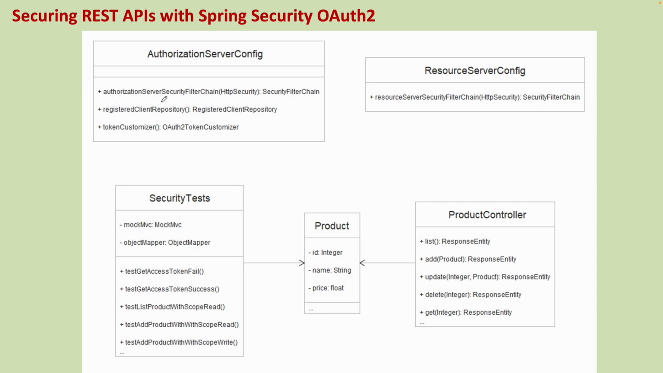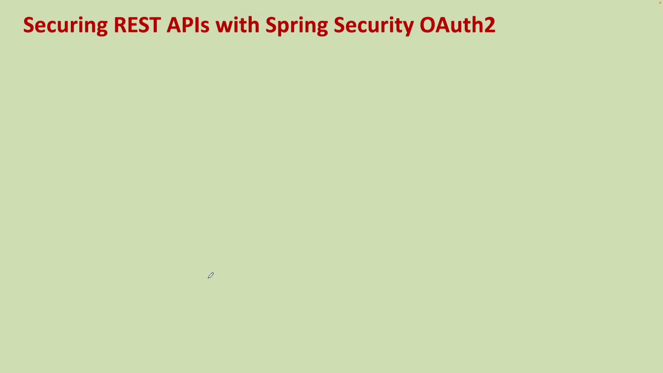And before coding the authorization server config class, let's write test first in the security test class. Test get access token fail. And let's understand the details of the get access token API provided by an authorization server, such as Spring Authorization Server. The API endpoint is /oauth2/token.